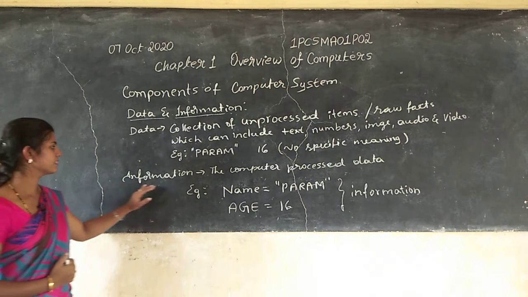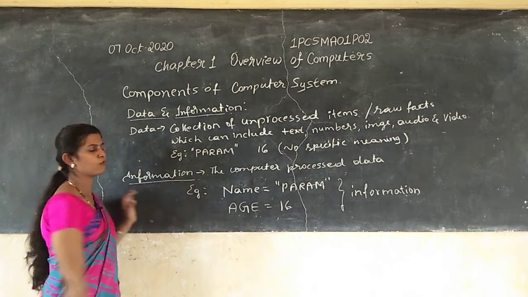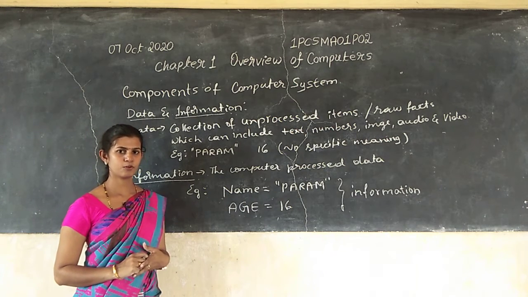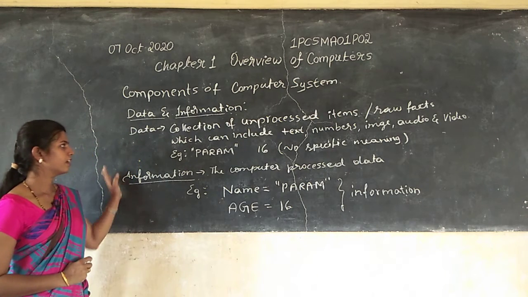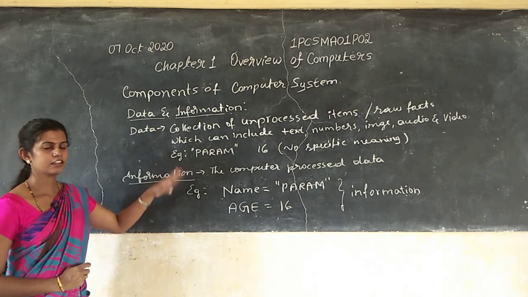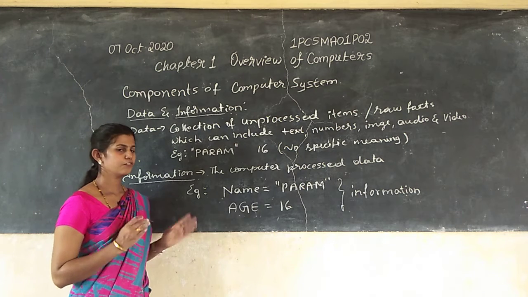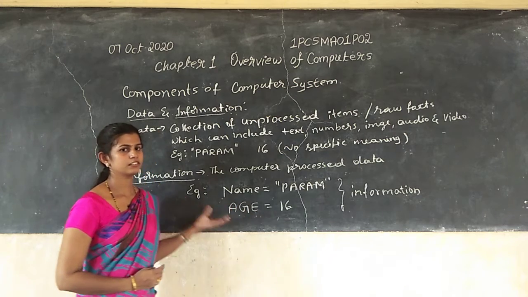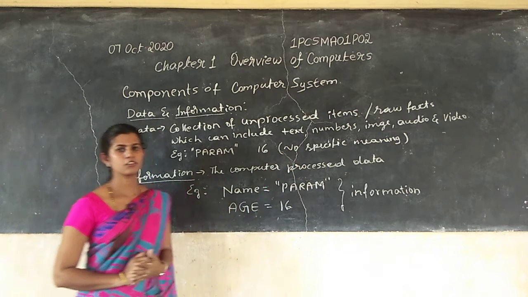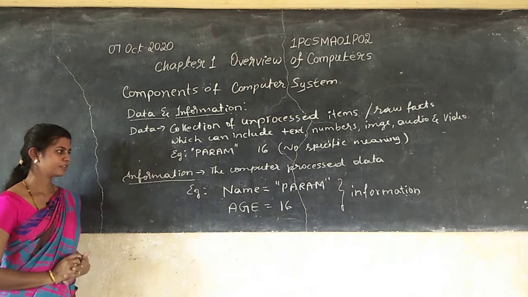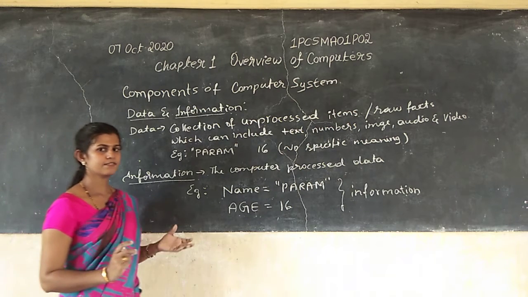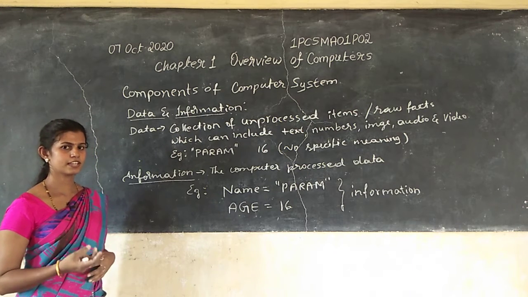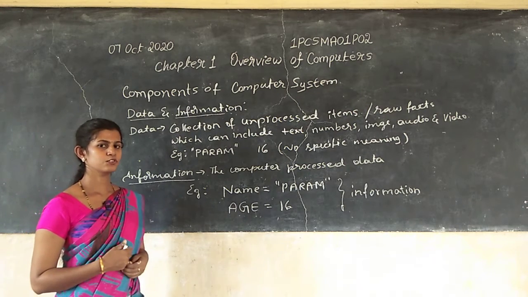So, the next is information. What is information? Computer processed data is called information. After we input some data, the computer will process it, and that processed data is called information. It has some specific meaning, so that the user can use it for future reference.